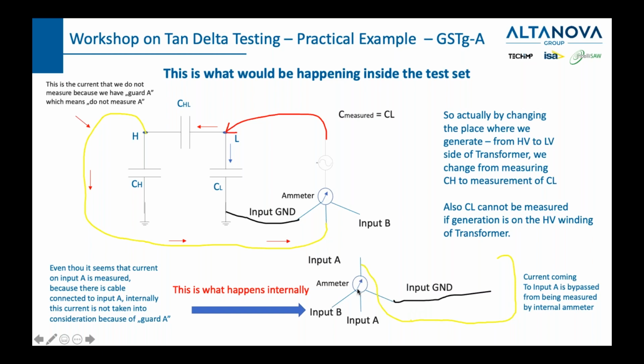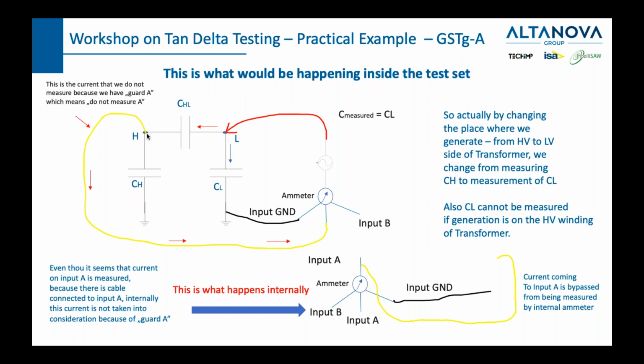So by changing the place where we generate from high voltage to low voltage of the transformer, we change from measurement of CH to CL. That's another answer to the question why we have to do some change in the measurement, some change in the generation when we are doing the measurement. We cannot do everything from the high voltage side.